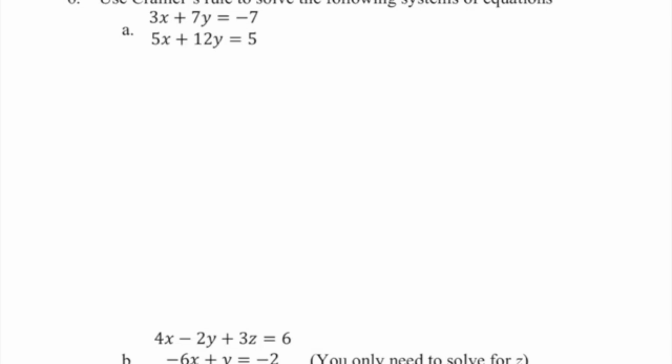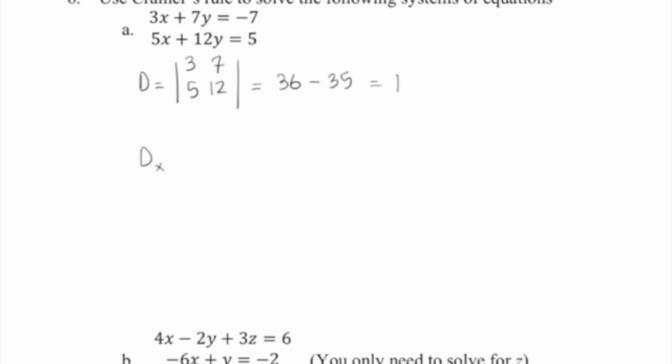For question 6, remember Cramer's rule involves determinants. When you have two variables and two equations, you need three determinants. Determinant D is a determinant from the coefficients. So this determinant of a 2 by 2, remember, is this product. Always start with that one. So 3 times 12 is 36 minus this other product, which is 35.